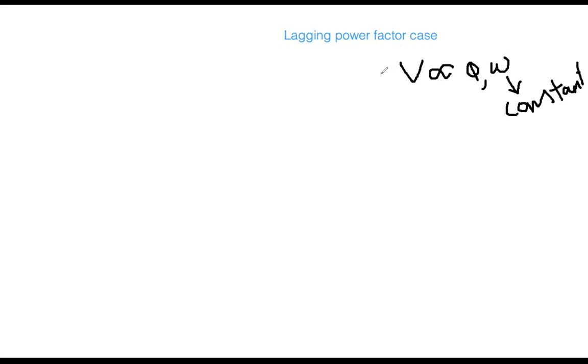Now, we are considering the lagging power factor case. So for the lagging power factor, let me start with the voltage. For example, voltage is my reference. Let's say this is my reference, VA. So where will the current be located? Here it is the current, IA. That is the meaning of lagging. So this is the lagging power factor angle.